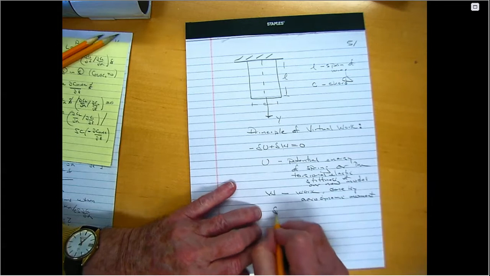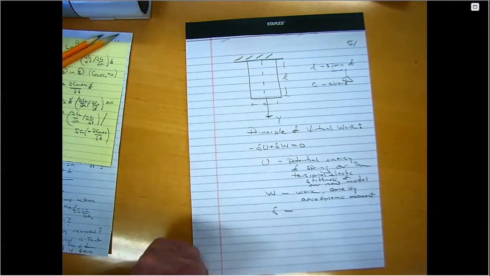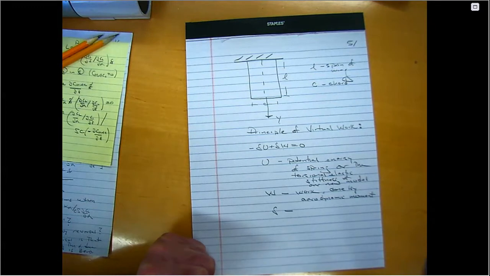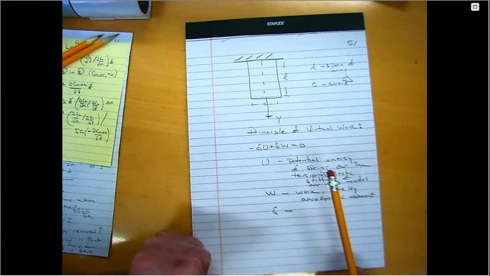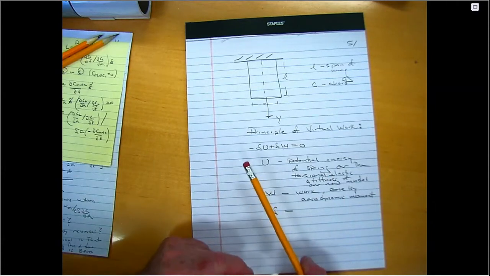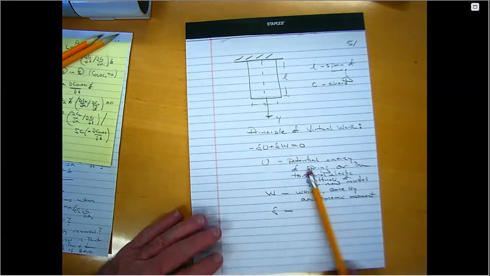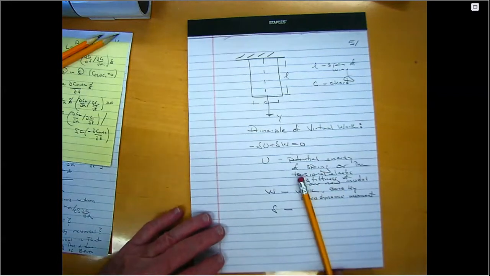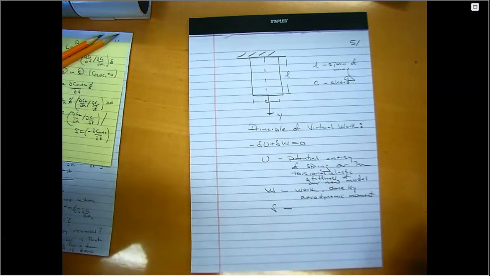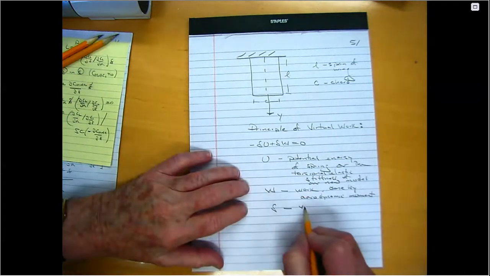And delta, that's probably the most mysterious thing of all, is not the control deflection. It's a virtual, this is a principle of virtual work, right? We really should say it's a principle of virtual work plus virtual potential energy, but for shorthand we call it virtual work. Delta is the virtual in virtual work. And by virtual we mean we imagine it. Use your imagination sometimes. So this is the virtual change.